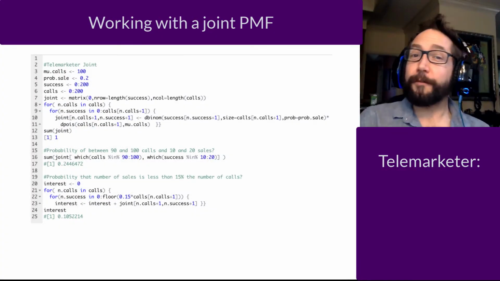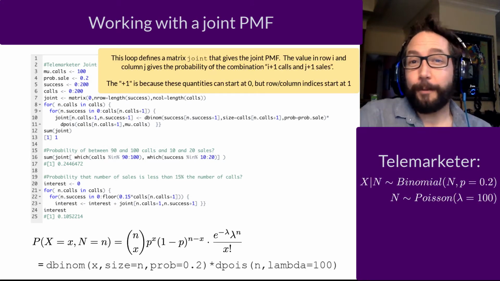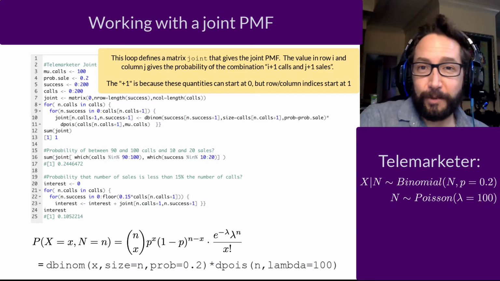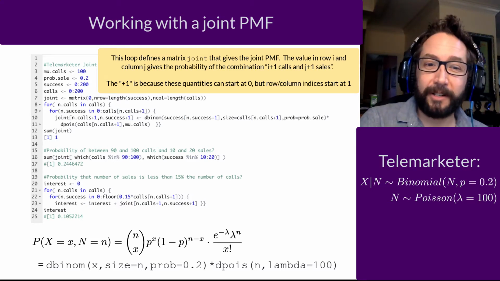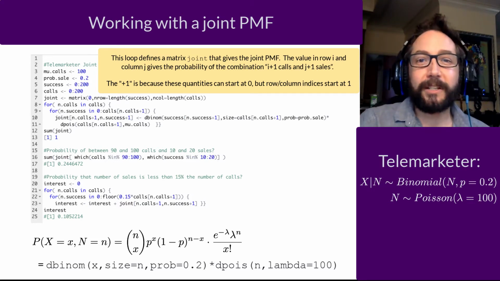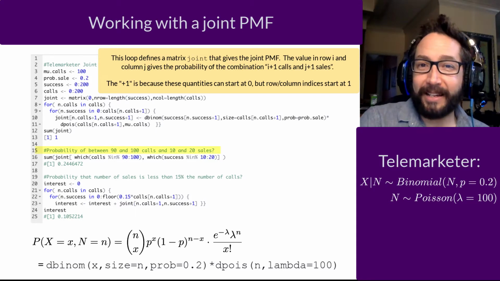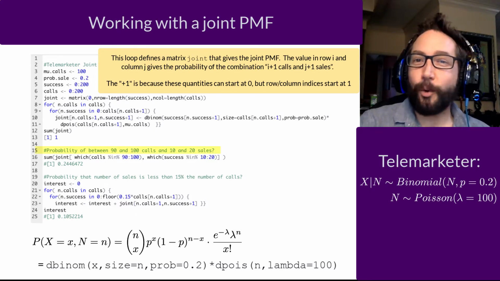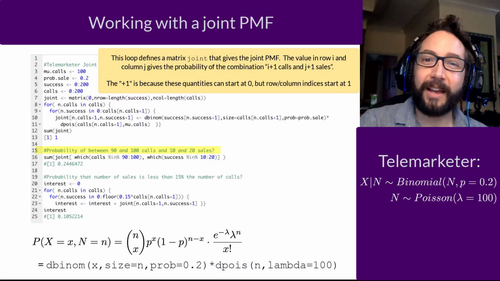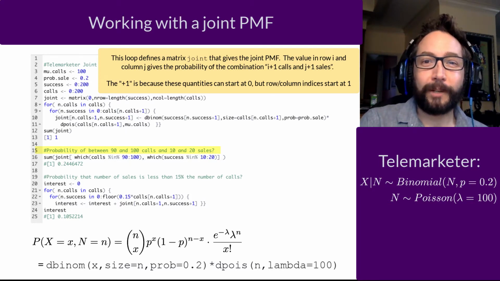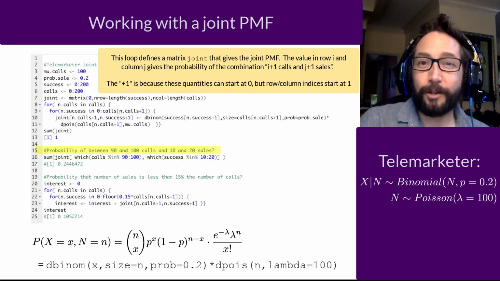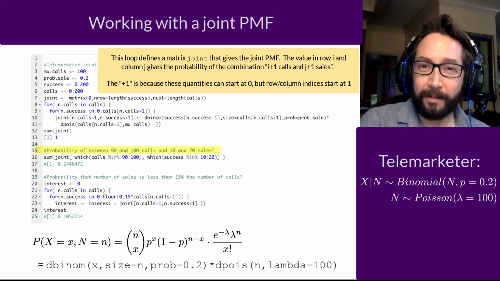So once we have our formula for the joint PDF or PMF of our random quantities, what sort of questions might interest us? So, for example, with that telemarketer example, we might want to know what's the probability of observing 90 to 100 calls and between 10 and 20 successes, a question about both those random quantities at the same time. Well, in this case, since both of these quantities are discrete, what we can do is something very similar to what we did in just the one variable case.